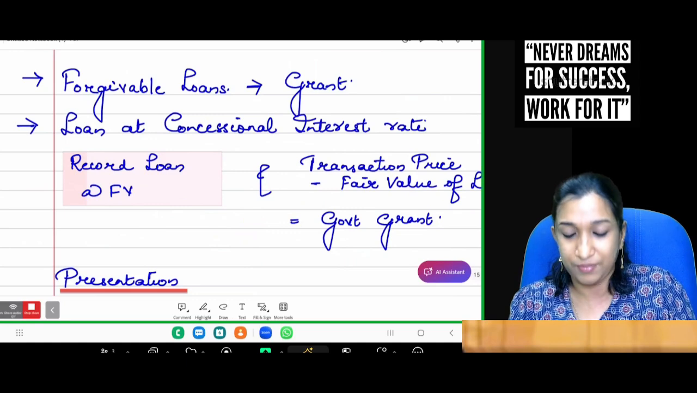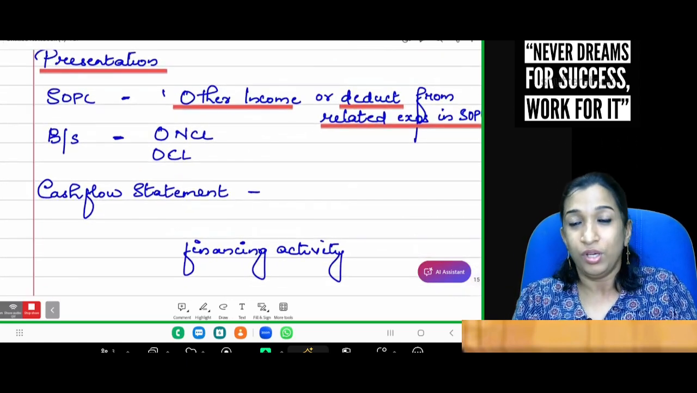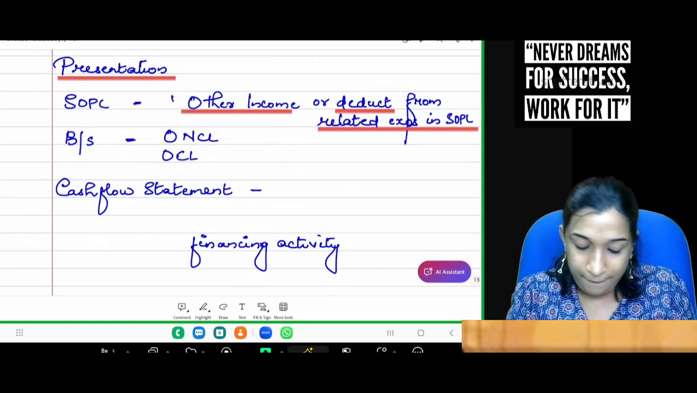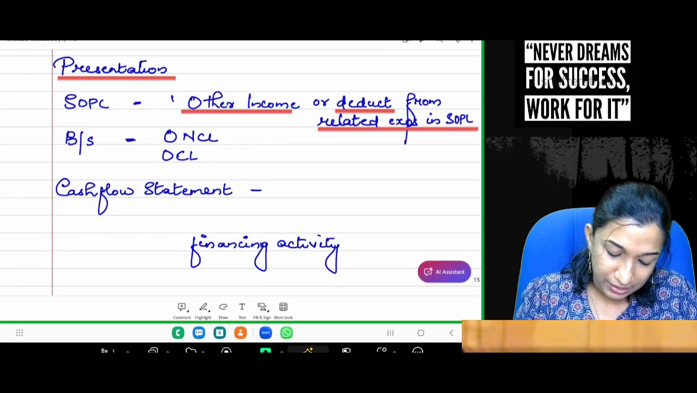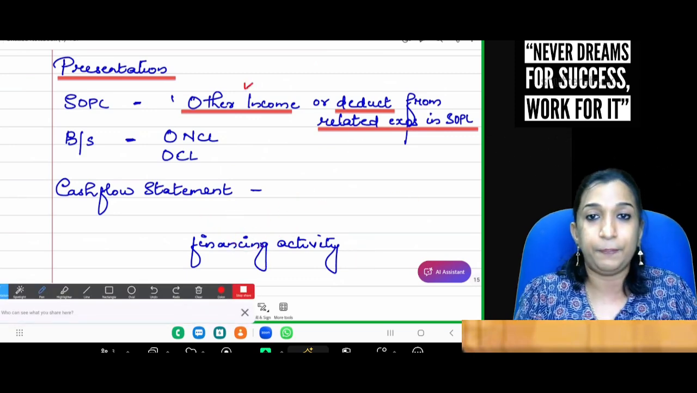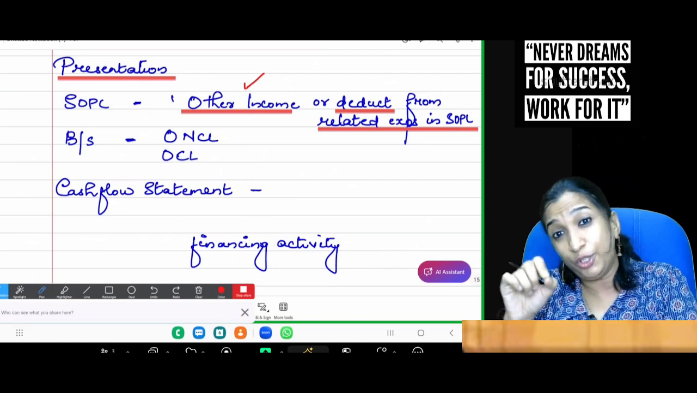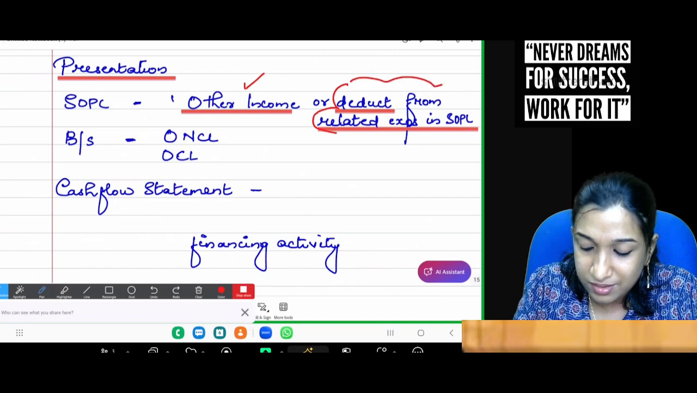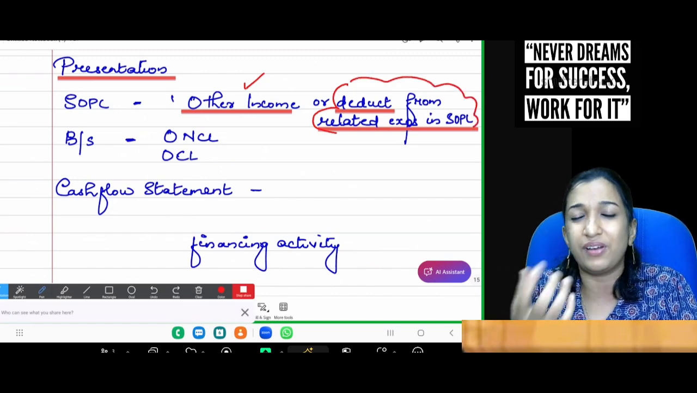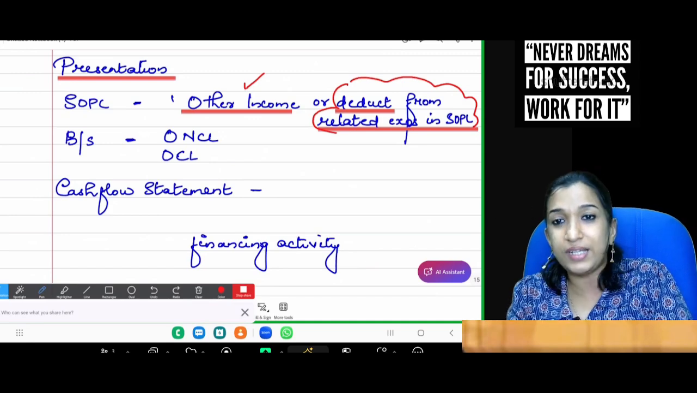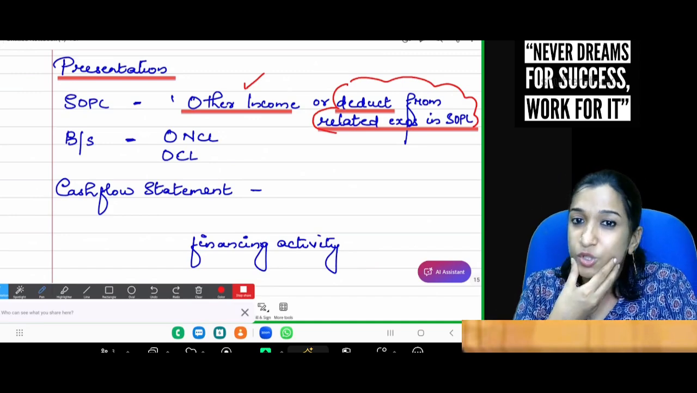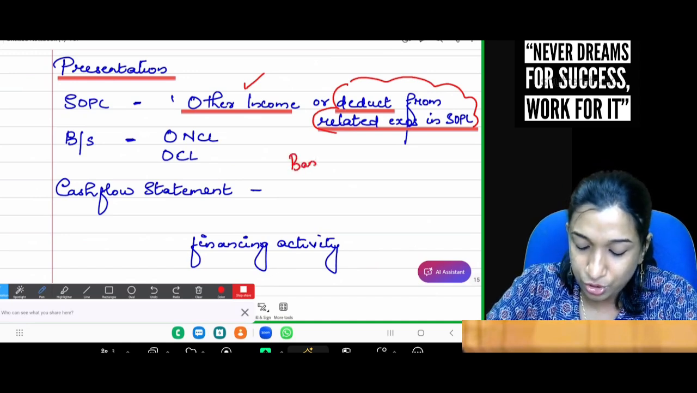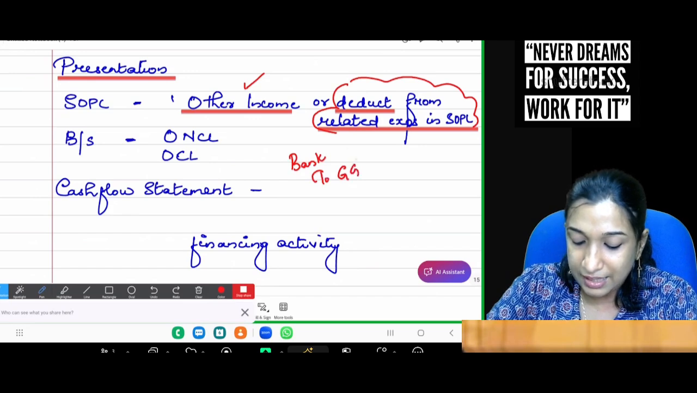Okay, easy. Now presentation. You received a grant to P&L. In P&L, which head? If you are showing it as income, it will come under other income. Or if the grant is specifically to meet any expense, it can also be deducted from that related expense. Both are correct. Either show it as income or deduct from expense. The effect is also the same. Okay. In the balance sheet, you pass the entry bank to government grant, say 10 lakhs.